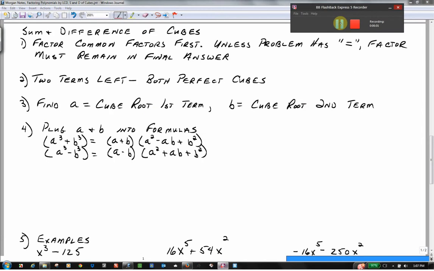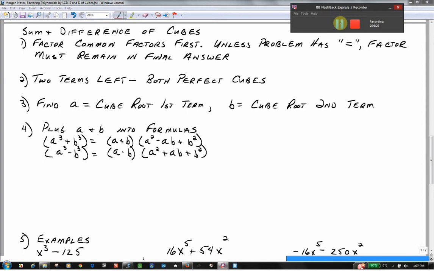Okay, the second factoring technique that we're going to learn today is something called the sum or difference of cubes. And once again, we need to get the common factors out of there first, and we have to carry any of those factors down all the way to the end. And of course, unless I have an equal sign, then perhaps I can divide them out, but you can never divide out a variable. Never divide the variable out.